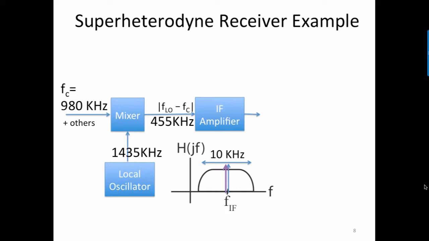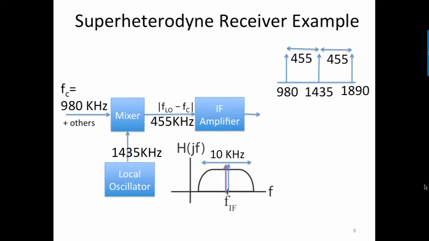From the frequencies shown, we see that both 980 kilohertz and 1890 kilohertz can mix with 1435 kilohertz, the local oscillator, and produce 455 kilohertz from both stations. So both stations, that is the one at 980 and the one at 1890, if there is one, will mix and send a station passing through the IF passband.